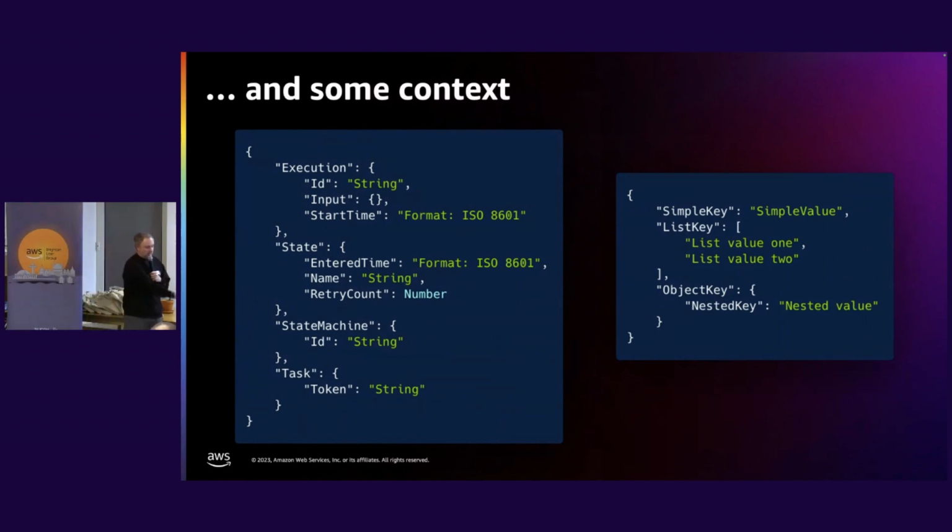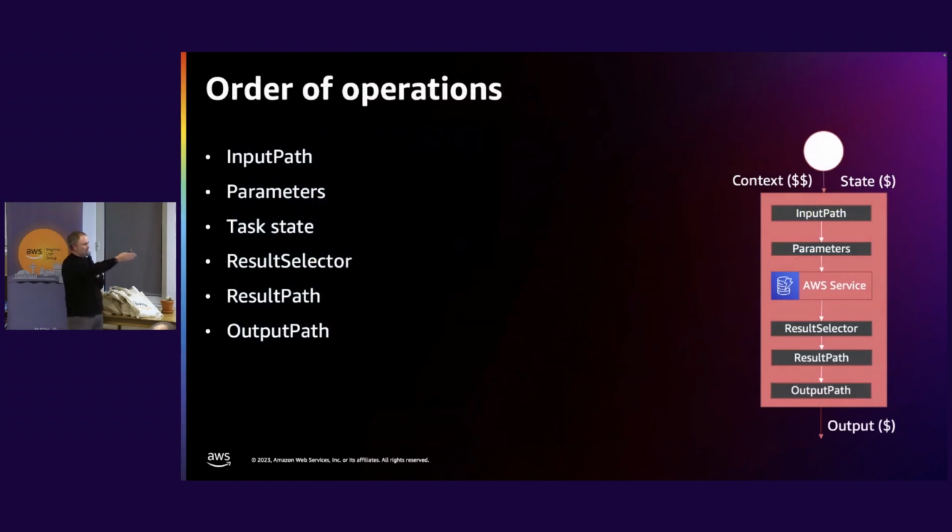And this is a context object. So this is information about the execution of my workflow. When did the workflow start? What's the execution ID? There's more information than that, but essentially it's about the workflow execution itself. And this pink box here is one step in my workflow. And you can see there's some labels there. So each one of those labels represents a moment where I can transform the data within that step.